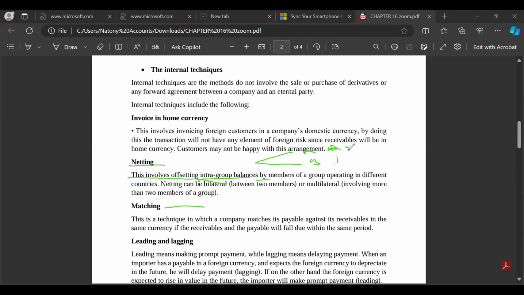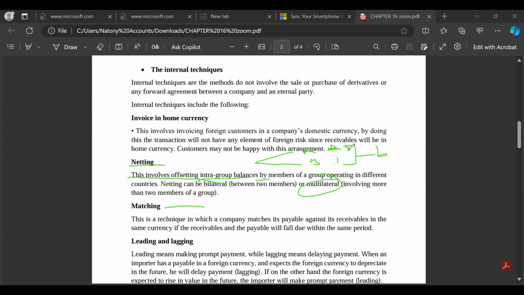If A is owing B, to A it is a payable, to B it is a receivable. So the two companies can decide to net off that amount from their statement of financial position. For two companies, it is called bilateral netting. But if it is more than two companies, it is called multilateral netting.